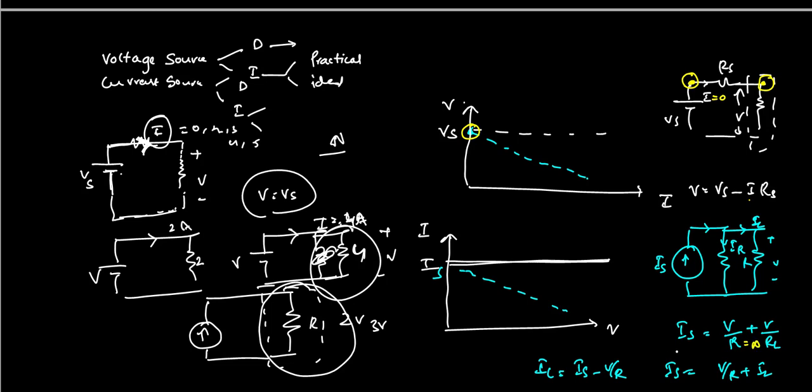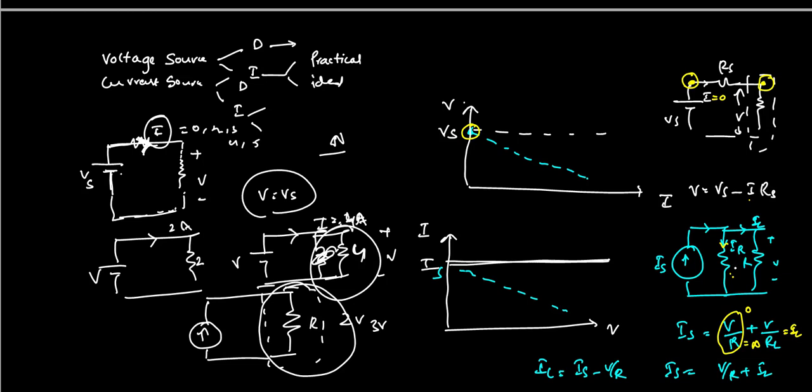For example, if this resistance equals infinity, what happens? This term will be 0, and Is equals IL. So resistance equal to infinity means this current is 0. The current flowing through this resistance is 0.